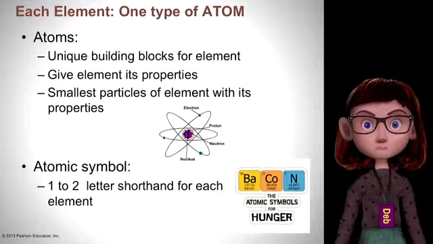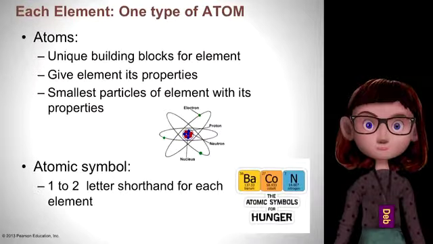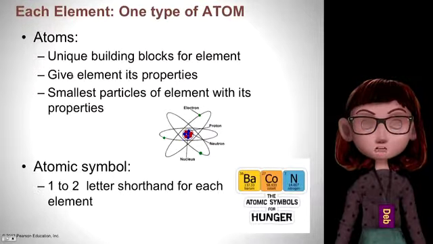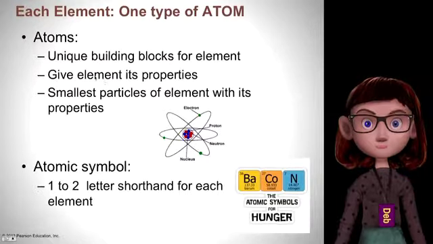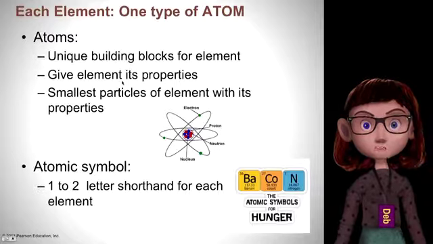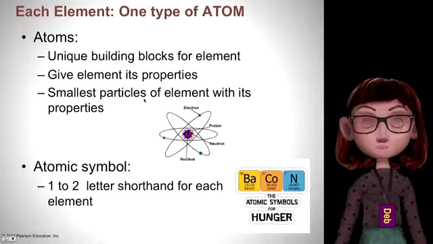So the name of the element is the same name as its atom. Atoms are the unique building blocks for an element. The atoms give the element its properties, and the atoms are the smallest particles of the element with its properties. And here's a representation of an atom.